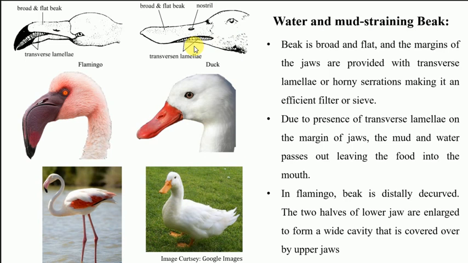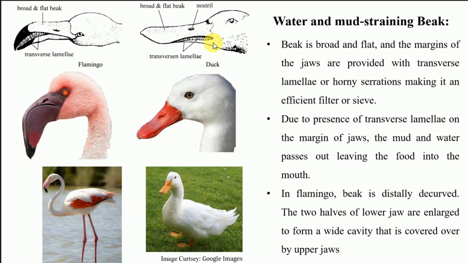These transverse lamellae are also known as the horny serrations, and they make the beak an efficient filter or sieve. So this transverse lamellae or horny serration acts as a biological sieve in the beak of such birds for straining the water or the mud.